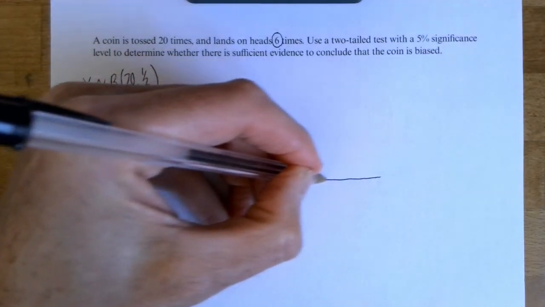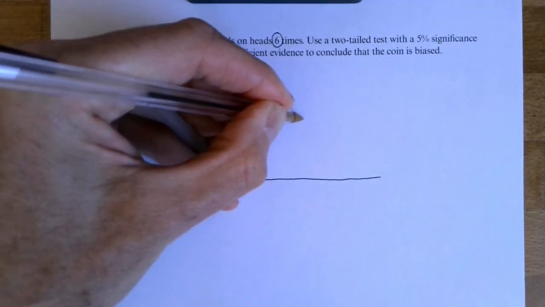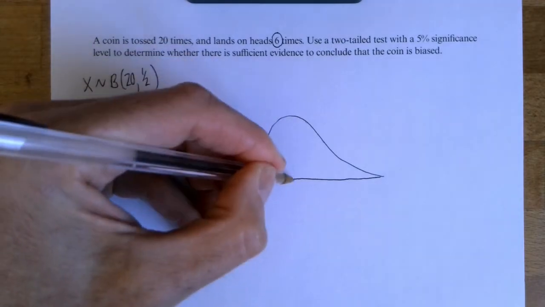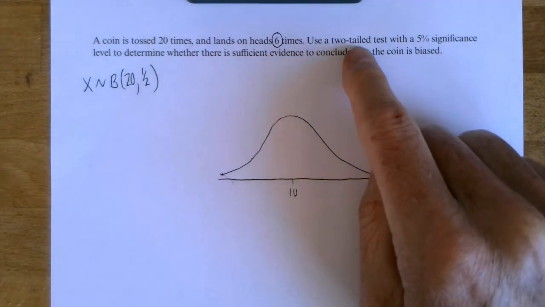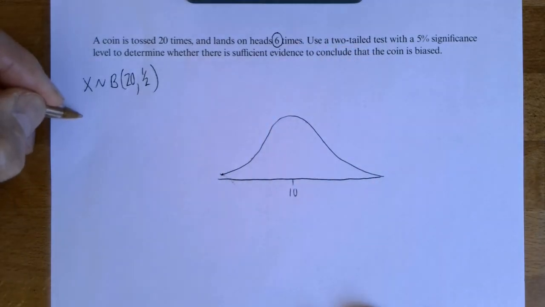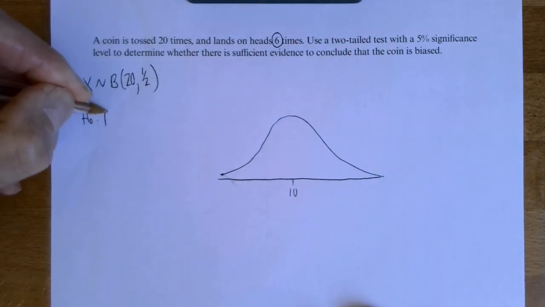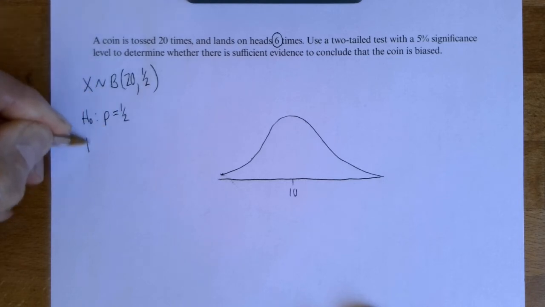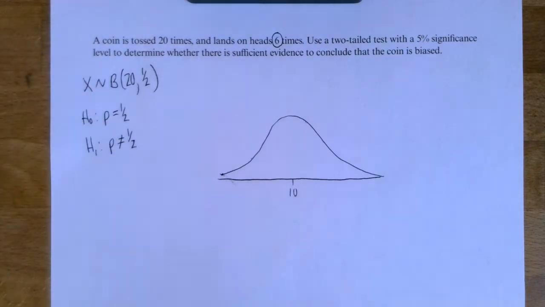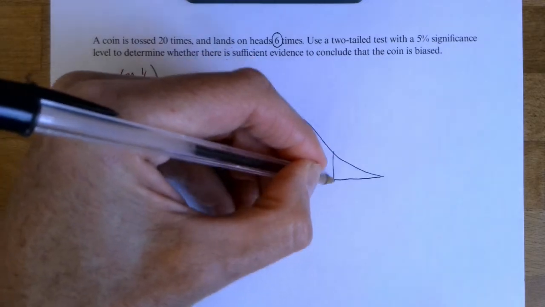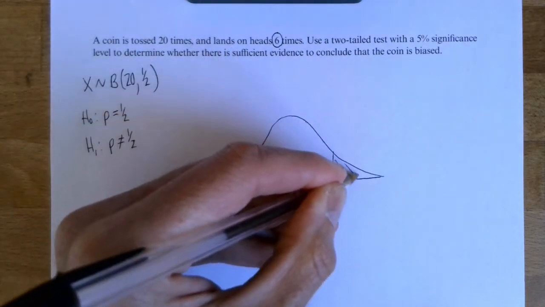And I know that the peak is going to be at 10, isn't it? 20 times a half. Yeah, that's what I'm expecting. I'm expecting to get 10 heads. Now we're asked to use a 2-tailed test, so we're checking the null hypothesis is the probability is a half, but we are checking to see if it isn't a half, not greater than or less than. So we're looking above and below, and that means we have to split our probability in 2.